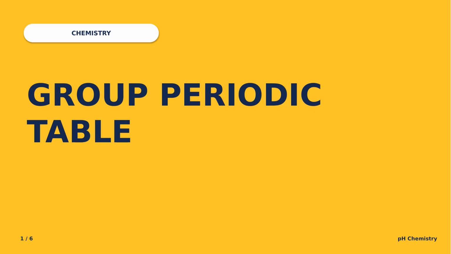Today's explainer is groups in the periodic table, the columns that tell you how an element will behave. By the end of this video, you'll know what the group number means and why the column matters more than the row for chemistry.